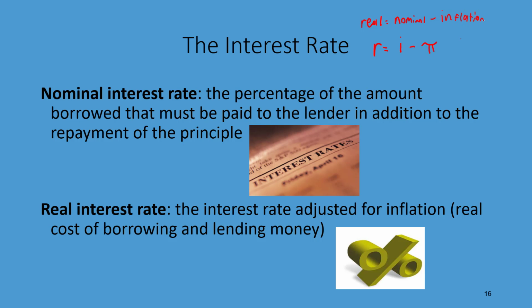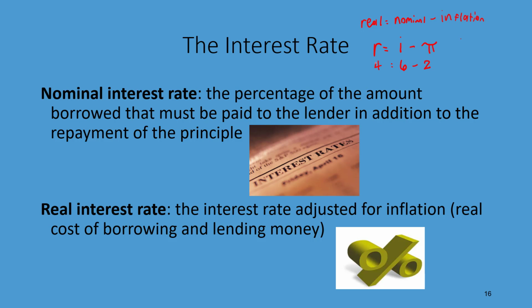So what do we call inflation? We've got to start dipping into Greek symbols, and so we use the symbol pi. So again, real interest rate is nominal interest rate minus inflation. What we mean by that is if the nominal interest rate is 6% and the inflation rate is 2%, that means the real interest rate is 4%.